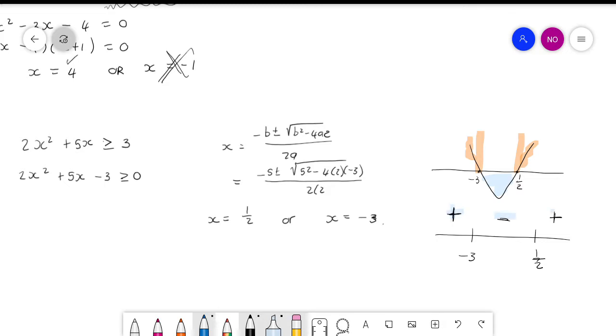Now the next part of the question is, what are they looking for? They're looking for bigger than or equal to 0. So in other words, they are looking for plus. So if you're working with the pluses, it's the two on the sides. You have all values of x smaller than or equal to negative 3, or x bigger than or equal to half, to infinity.